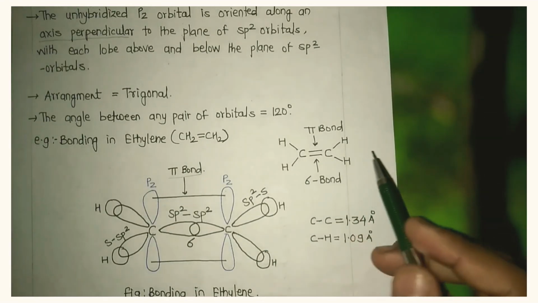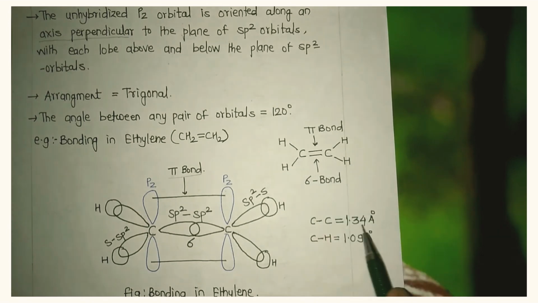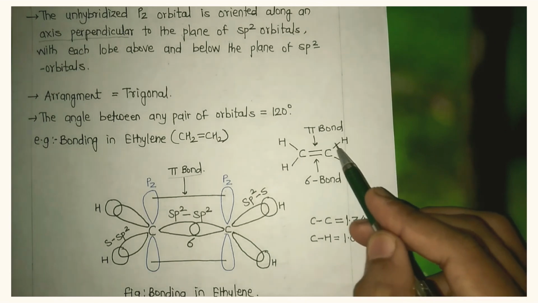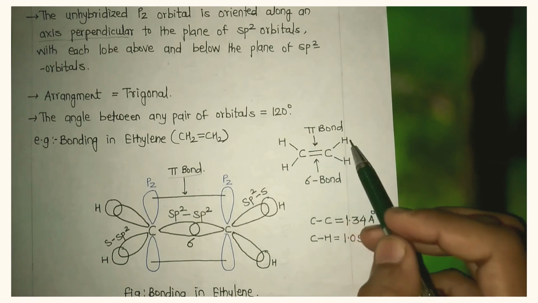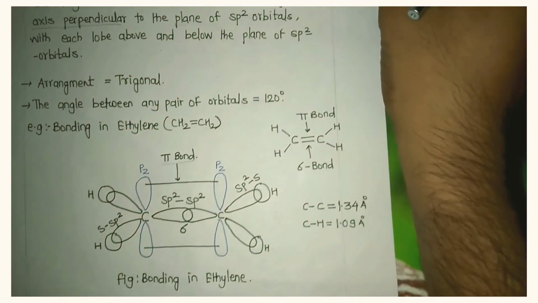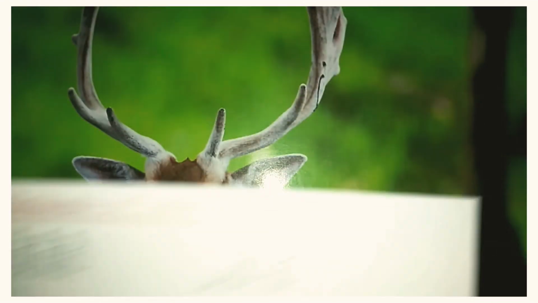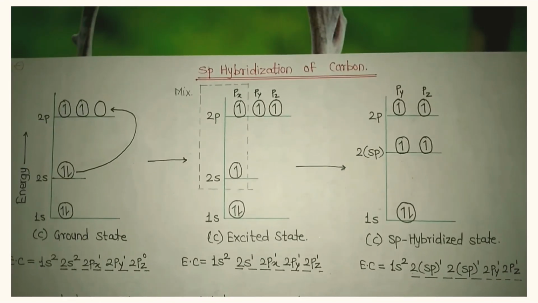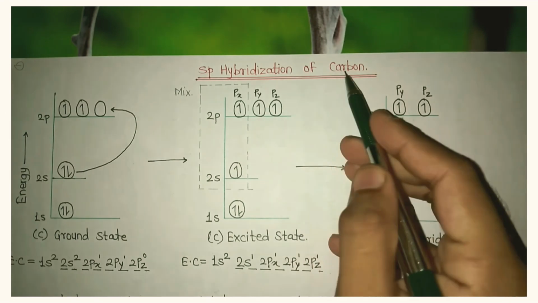Let's go for the bond length. The C-C bond length is 1.34 Angstrom and the C-H bond length is 1.09 Angstrom. The bond angle between them is 120 degrees as we discussed earlier. Let's go for the sp hybridization of carbon.